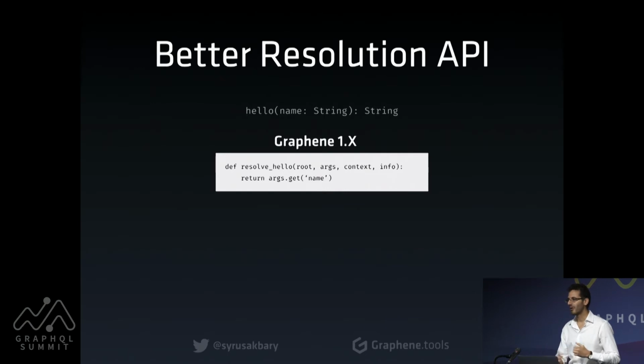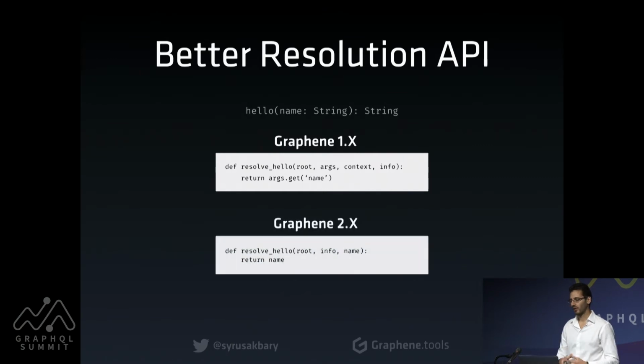And I've been thinking over how we can simplify and improve the way the API works. And with Graphene 2.x, actually the resolvers have been simplified a lot. The context is going again into the resolver info and name, and all the resolver arguments are actually keyword arguments of that resolver.